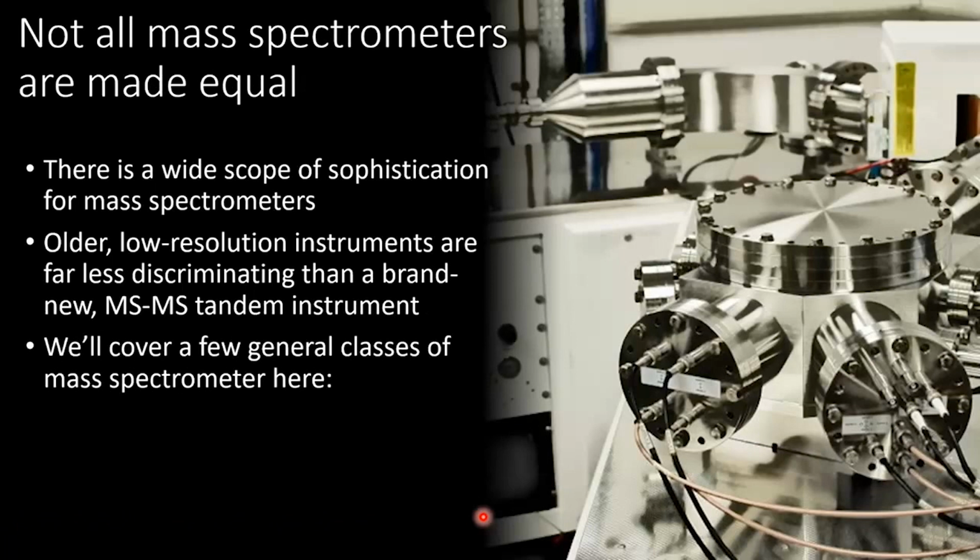Now, despite mass spectrometry being arguably the most discerning or discriminatory of techniques, not all mass spectrometers are made equal. There is a wide scope of variability in sophistication for mass spectrometers when comparing low-resolution older instruments with high-resolution or tandem instruments that are very modern. So the older low-resolution instruments are far less discriminating than the brand new ones, and we're going to cover a few of the general classes of mass spectrometer here, focusing on the kinds of outputs they're going to give you when you're doing your analysis.